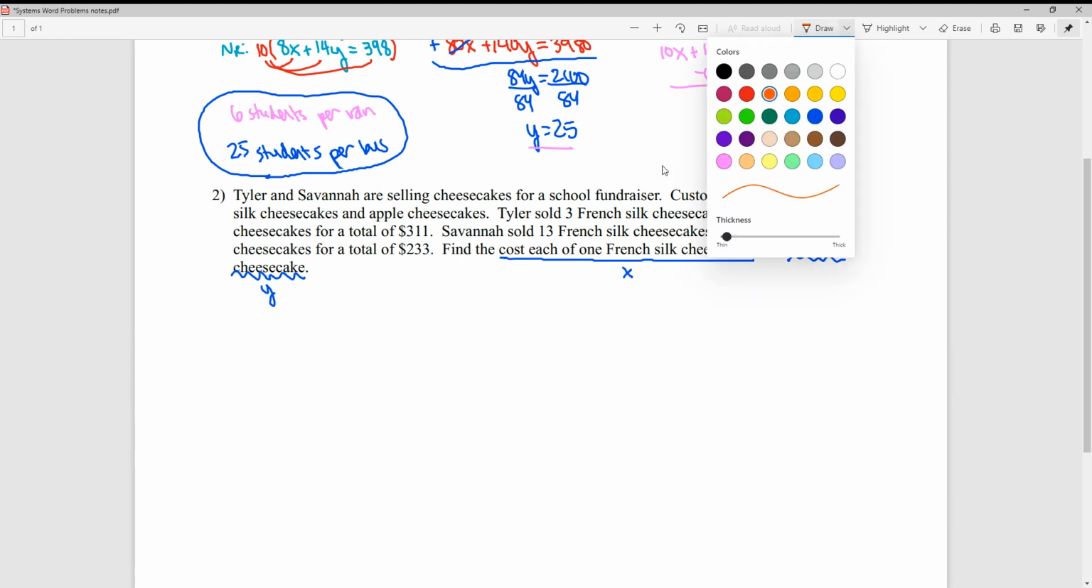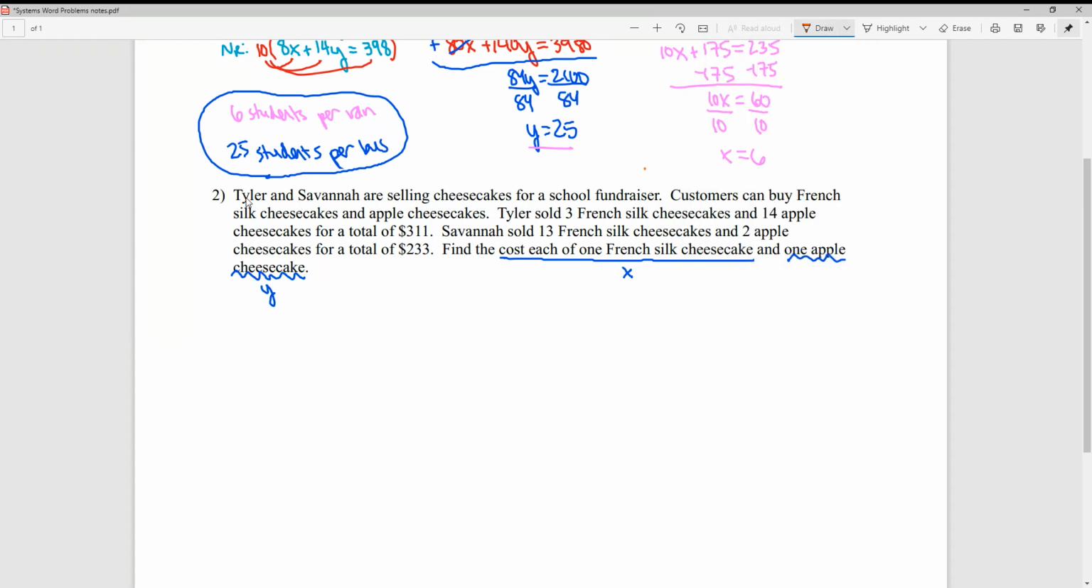Sort of like the last problem, we need to make 2 equations. One equation is going to be about what Tyler sold. One equation is going to be about what Savannah sold. Let's start with Tyler because his name shows up first. You don't have to label it with a T, but I find it helpful.